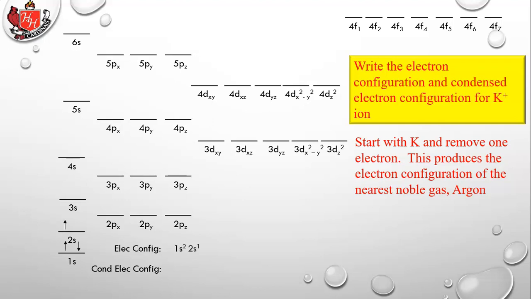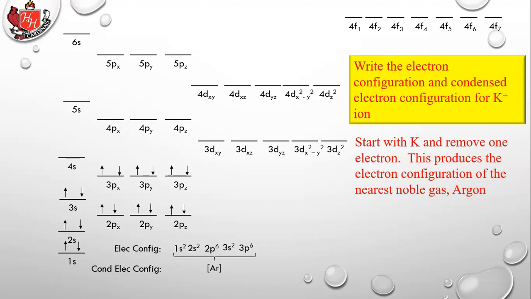So watch what we do here. We're going to add all of our electrons the way we did before. I'll do it very quickly. And there's potassium right there, just like we did on the previous slide. What it says we do down below is you start with K, potassium, and remove one electron. This produces the electron configuration of the nearest noble gas, argon. So watch up above. We're going to take that electron away from 4s because it's ionized. And now what we have is just the electron configuration of argon down there below.